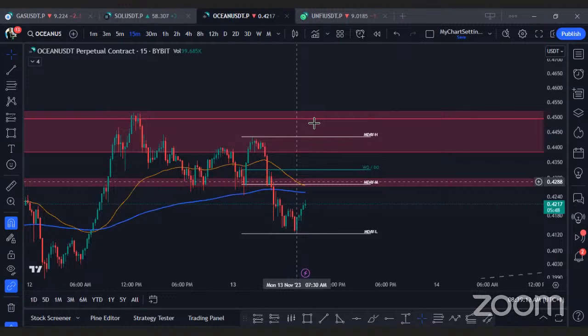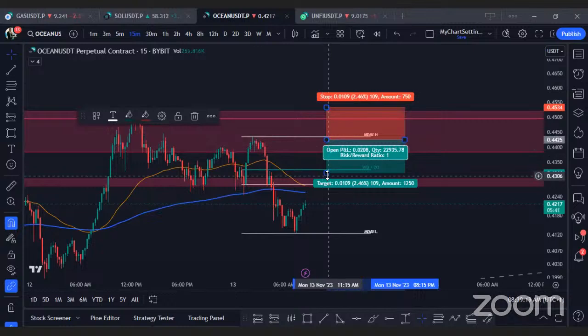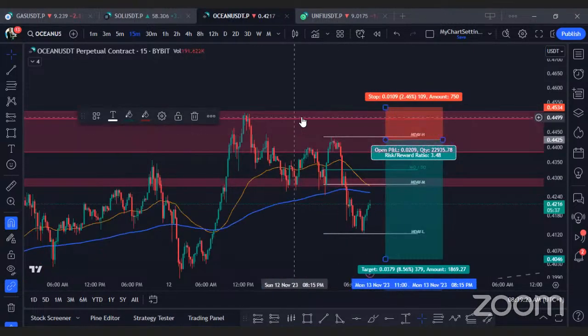I want to see Ocean come back up here again. So either you look for short from this area here, and then we'll target that 382. From that 382, we'll be looking for long. Or if you get an entry here at 0.45, or 0.4499 or thereabout, but 45 would do. Another entry at 45, another entry down here.